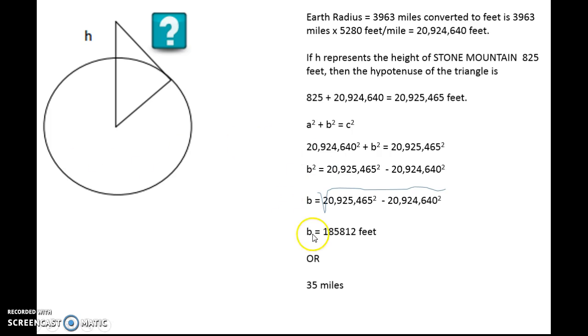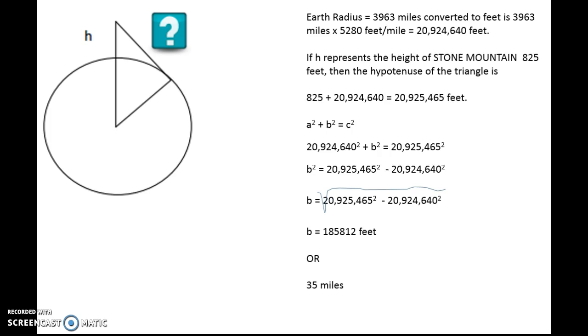And this is 185,812 feet, or I went and divided that by 5,280, and you wind up with about 35 miles. So if you were at the very top of Stone Mountain and there were no trees, no obstructions, it was clear, and you were looking to the ground, you could see about 35 miles.